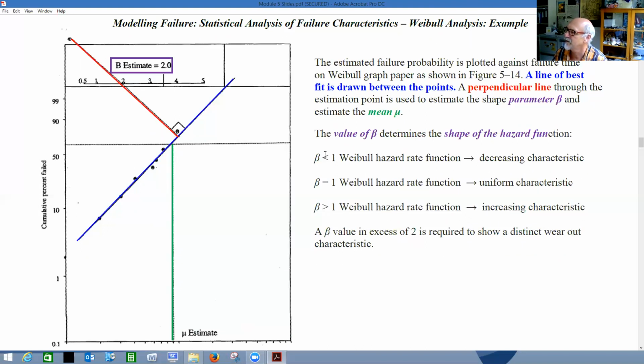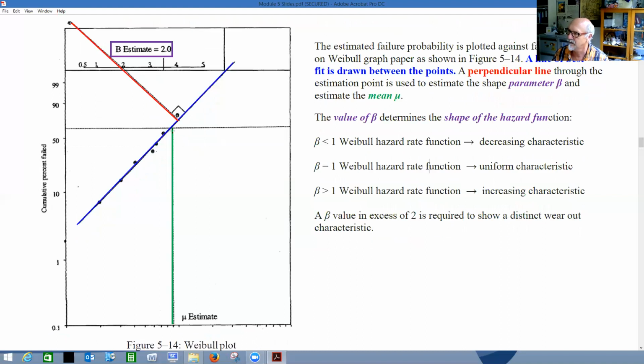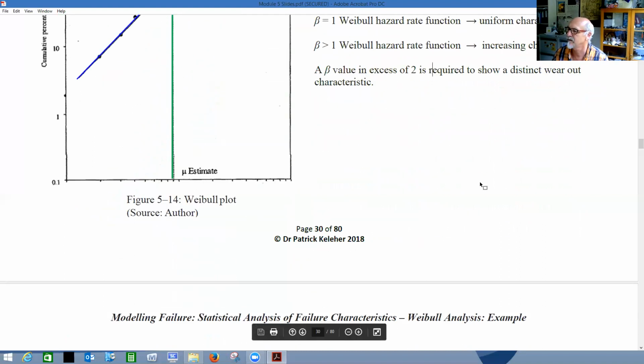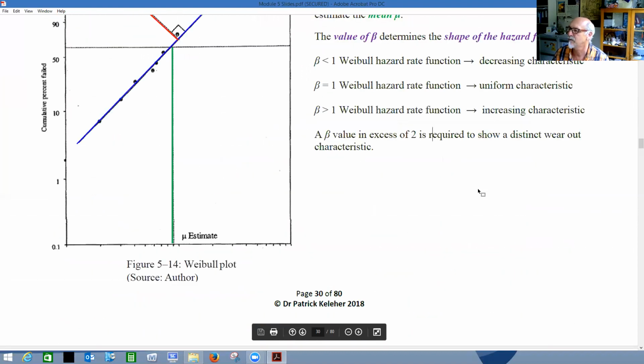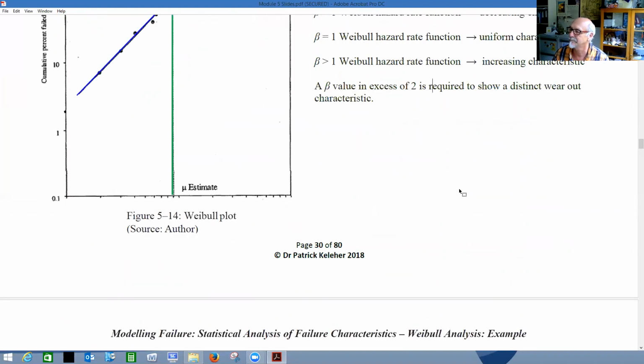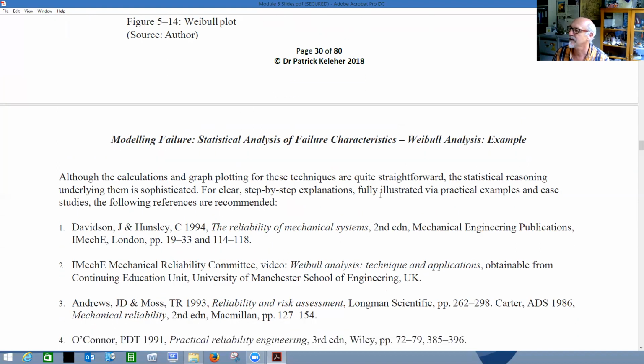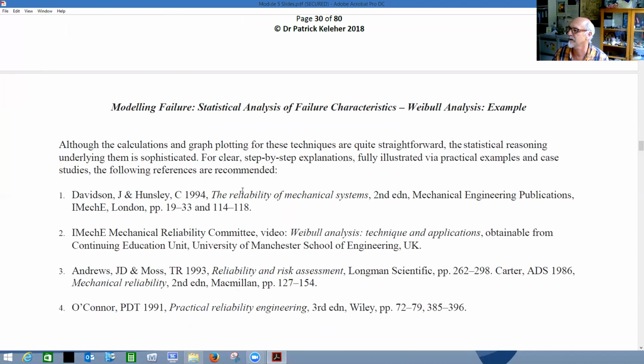And then we've been able to estimate a beta value as you draw that perpendicular line, and it turns out to be about 2. So therefore, if your beta value is less than 1, it means your hazard function is decreasing. Equals 1, it's uniform, and obviously increasing for beta greater than 1. And then you're also able, as you can see, to drop your line down to get your estimate of the mean value for the time before failure. Although the calculations in the graph on these techniques are quite straightforward, the statistical reasoning underlying this is sophisticated. So here's some reading. We'll go back and look at the background theory.